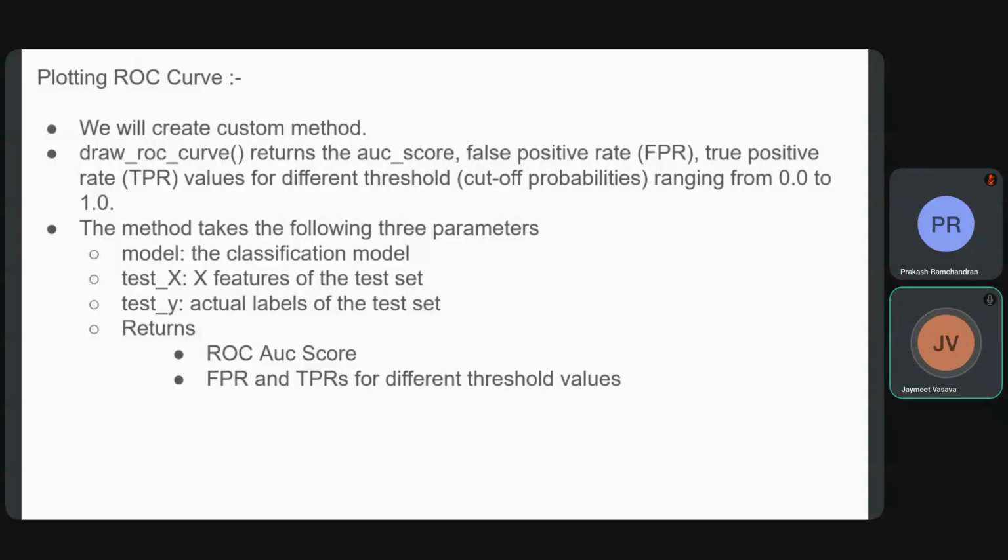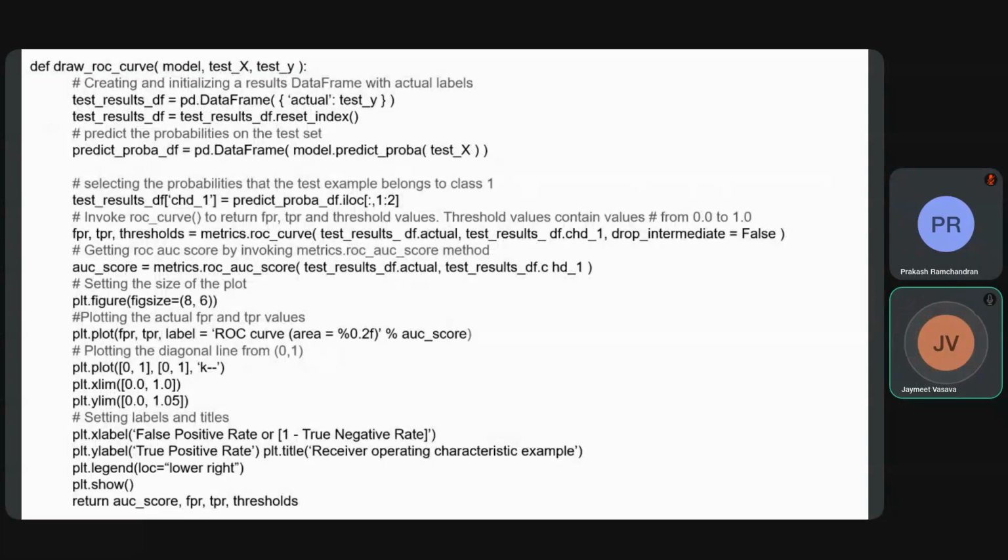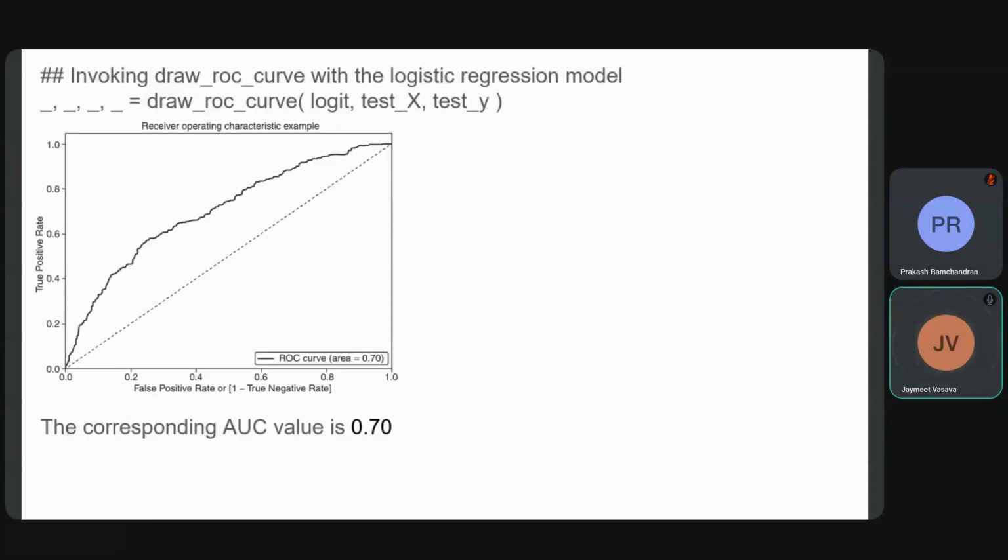So, plotting the ROC curve, this is the code that is used to plot the curve. We have used it before also. When we plot the curve, you can see that this is how the curve looks, and the area under the curve score we get is 0.70.